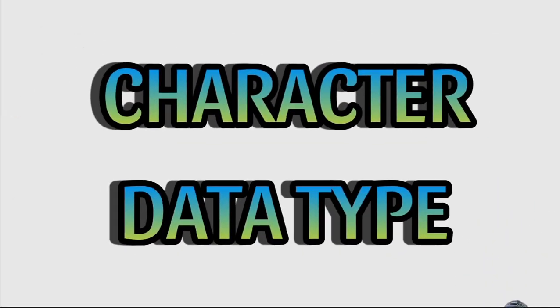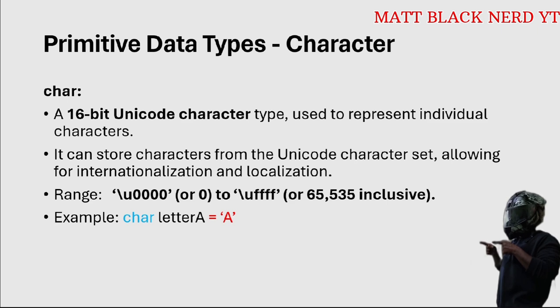What is the character data type? Char is a 16-bit Unicode character type used to represent individual characters. It can store characters from the Unicode character set, allowing for internationalization and localization. It ranges from 0 to 65,535. In this example, letter A is a variable of type char.